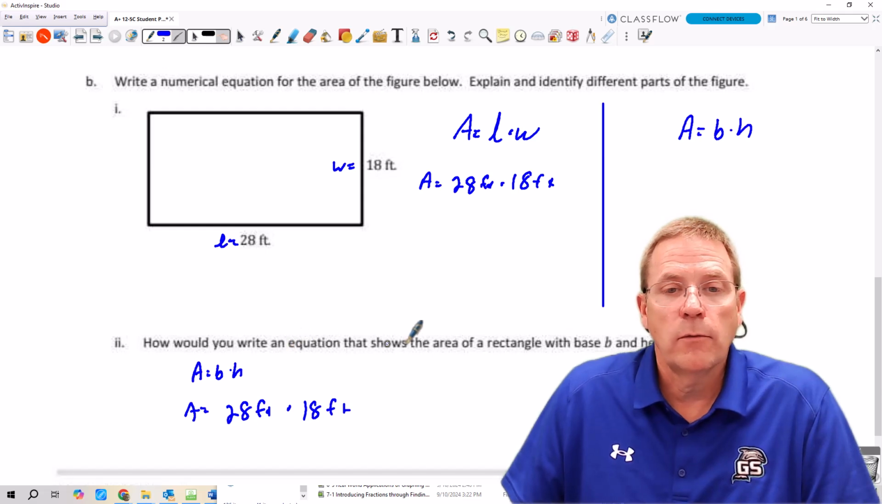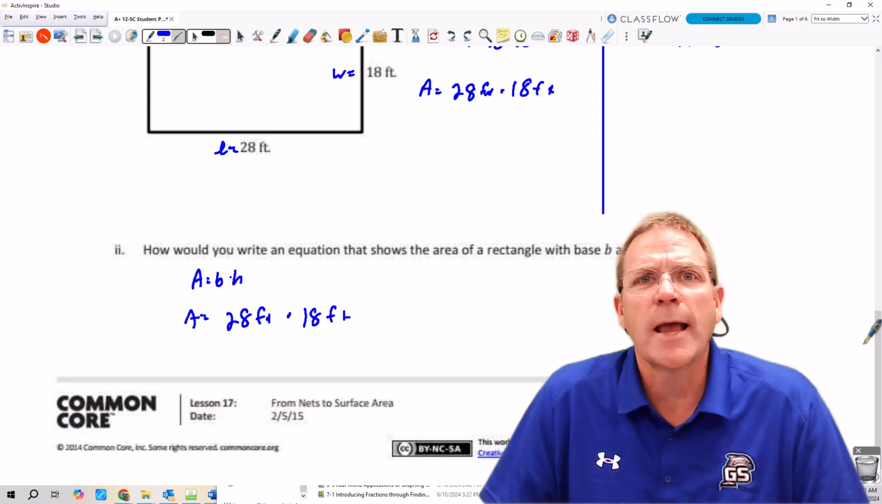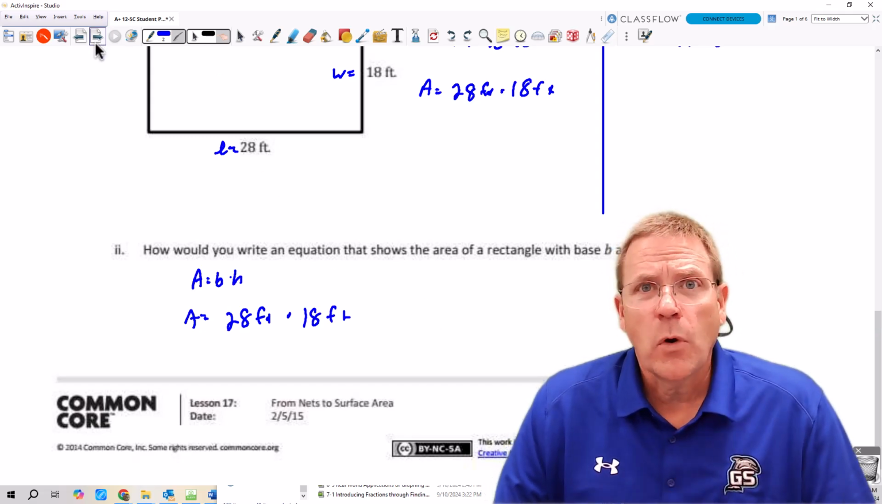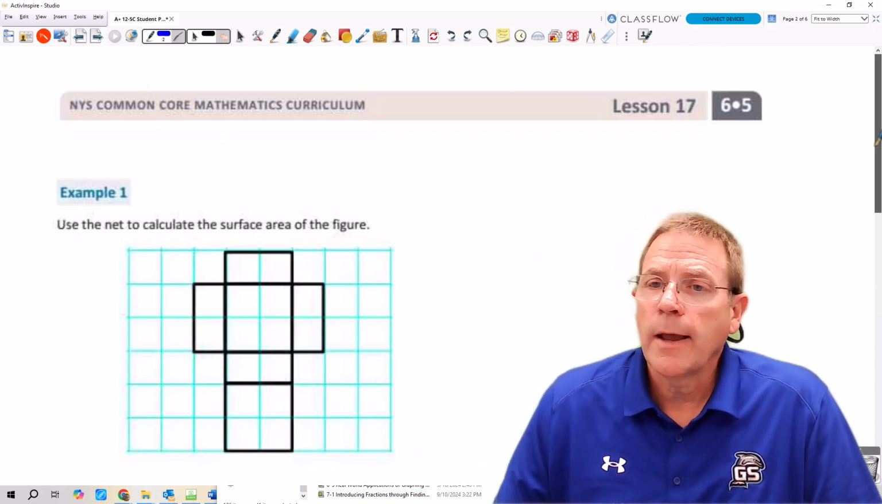And it says, how would you write an equation that shows it? It doesn't ask us to solve it right now. It just asks us, how would we write the equation? So that's going to be our quick little refresher on some formulas. From here, we're going to take a look at some nets.